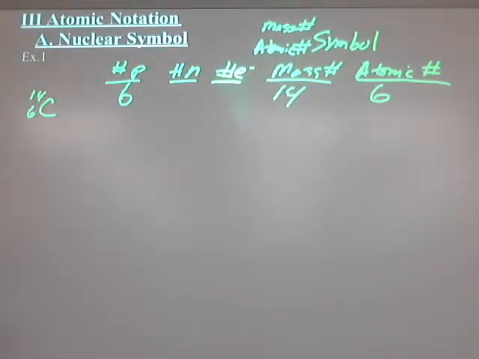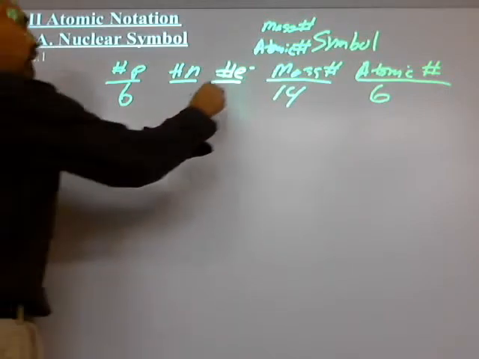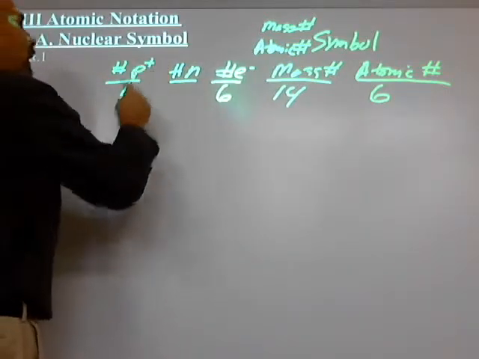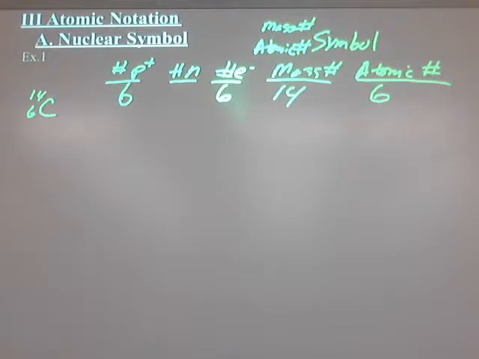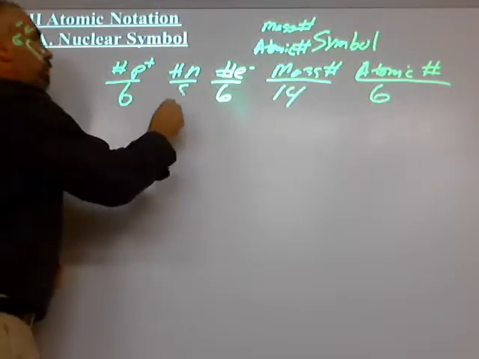How many electrons must he have if he's neutral? We're only talking about neutral atoms at this point. 6. He has to have 6 negative charges and 6 positive charges. Protons are positive, electrons are negative. How many neutrons would he have to have? 8. Everybody see why it would be 8?